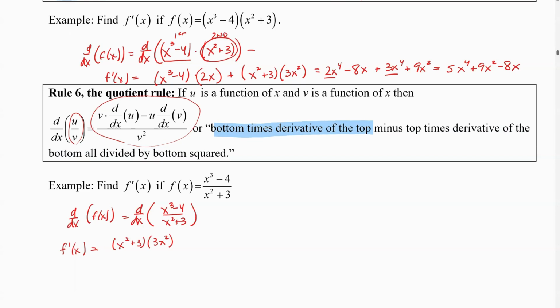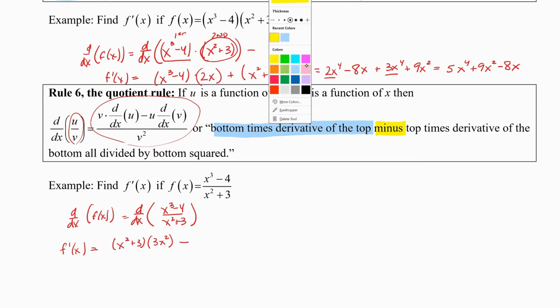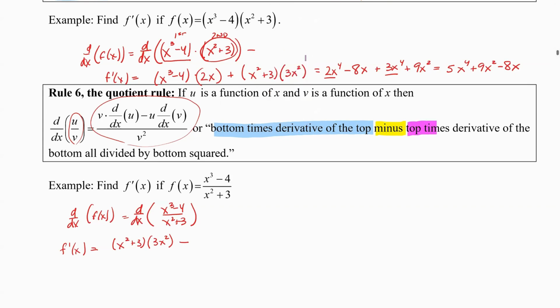Okay. Then, switching color, minus sign in there, switching color, pink. Top times the derivative of the bottom. Okay. Top, x cubed minus 4. Notice how I'm leaving that top inside parentheses. Times the derivative of the bottom, which is 2x.